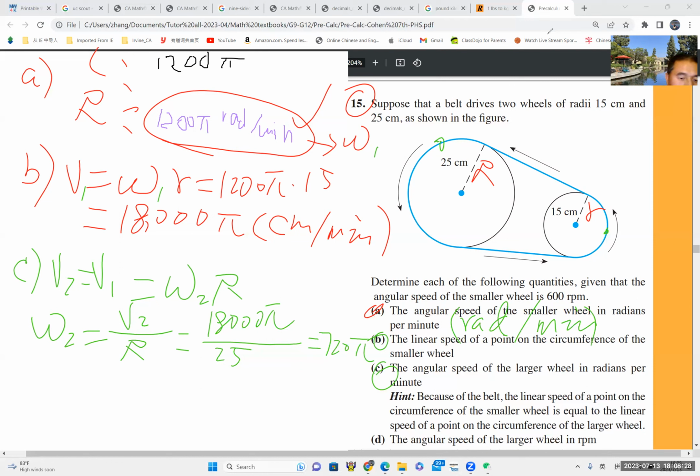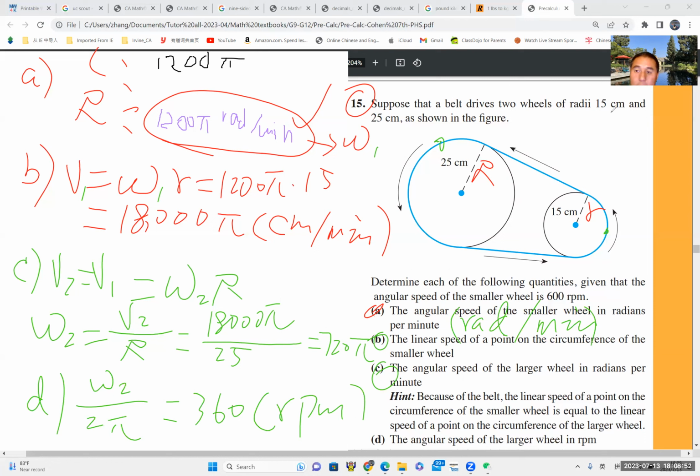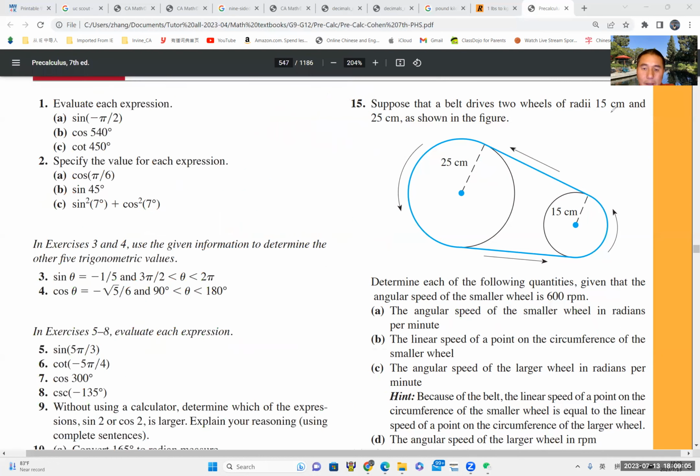Then part D, the angular speed in RPM. So just omega 2 divided by 2 pi. Then we get RPM, right? Yeah, that's all for this problem. You can screenshot. Okay, so I suppose you're done.